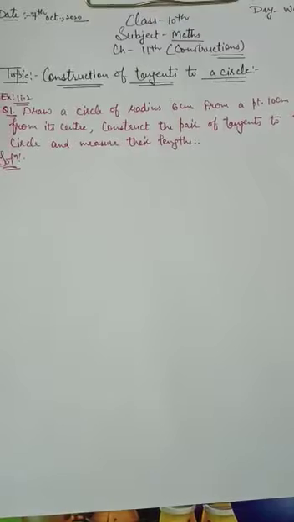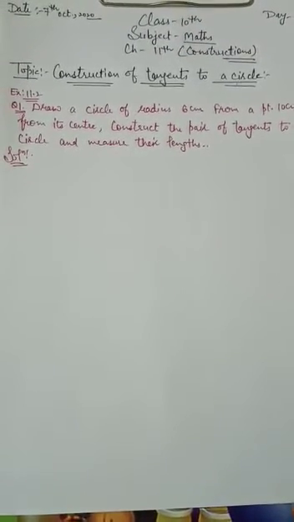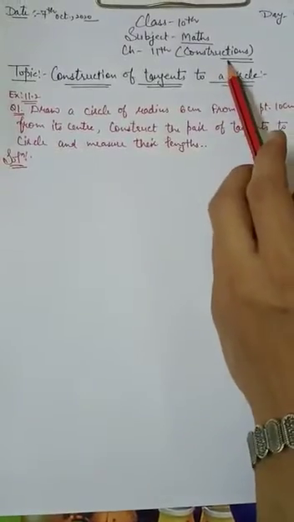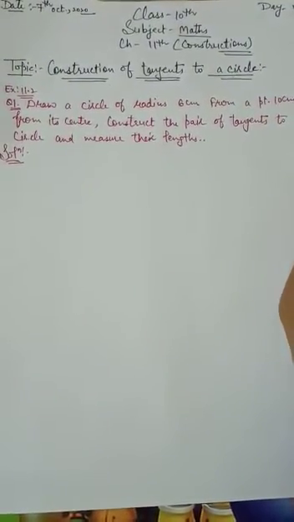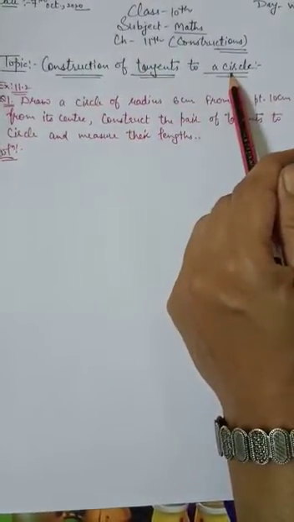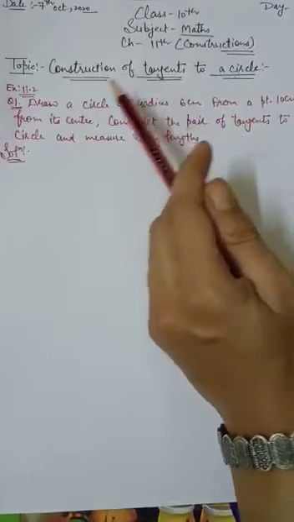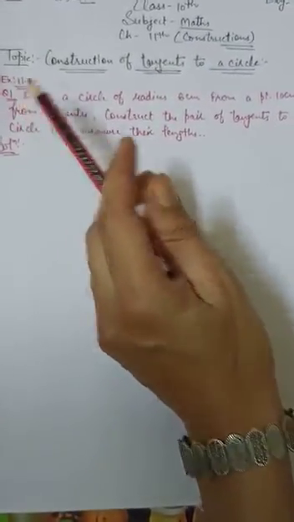Dear students, I hope you are all good and fine and completed the previous work, as we have started the 11th chapter, Construction. Firstly, we have done the division of a line segment, and today we will start a new topic, that is the construction of the tangent to a circle. We will do this topic with the help of a question from Exercise 11.2. The first question I have written.